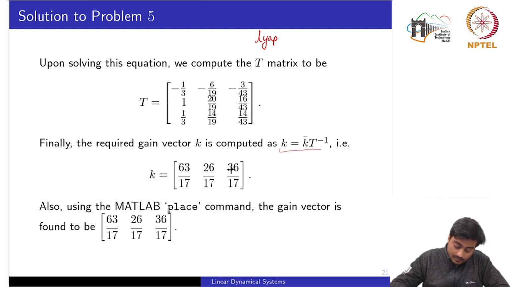Now if we use the MATLAB place command, which is equivalent to using the eigenvalue assignment method, we also compute the same gain vector. So either we use the Lyapunov method or the eigenvalue assignment method, for the single input variable case we obtain the same feedback gain vector. Now we would verify whether this equivalence also holds for the multi-input variable case.